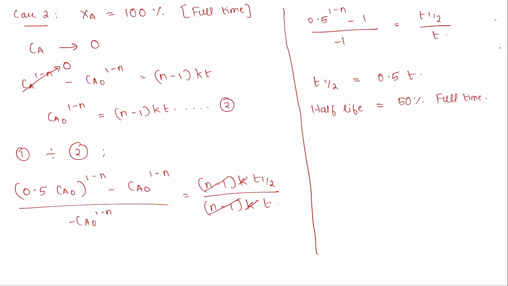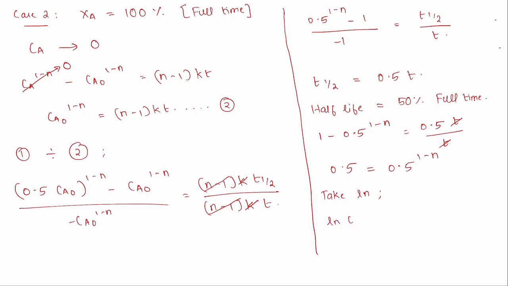So now all we have to do is substitute this T half, which is equal to 0.5 T, in the equation. So 1 minus 0.5 raised to 1 minus n is equal to 0.5 T by T, and the T and T will get cancelled, and you can take this 0.5 raised to 1 minus n to the other side and 0.5 to the left hand side, and it will basically become 0.5 is equal to 0.5 raised to 1 minus n. Now we can take logarithm or ln.